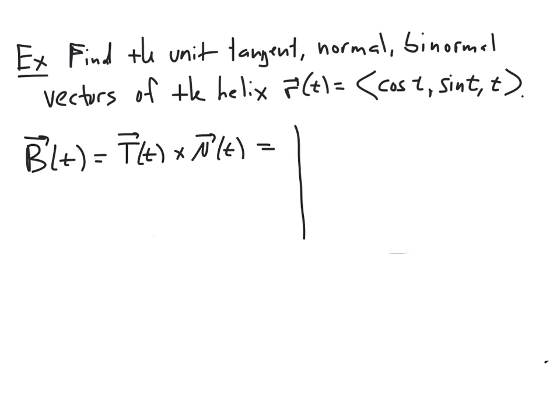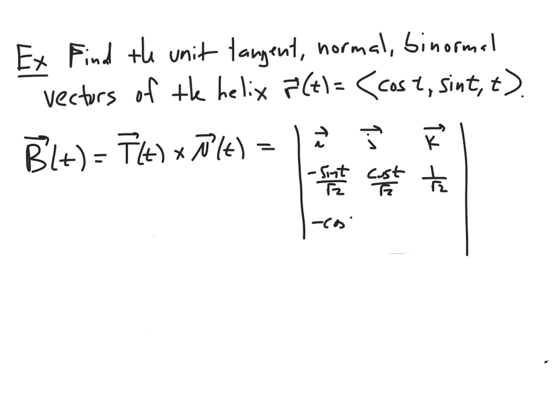So if we use the determinant form, we have our vector T, which is negative sine of t over square root 2, cosine t over square root 2, and 1 over square root 2. And our unit normal vector is negative cosine t, negative sine t, and 0.